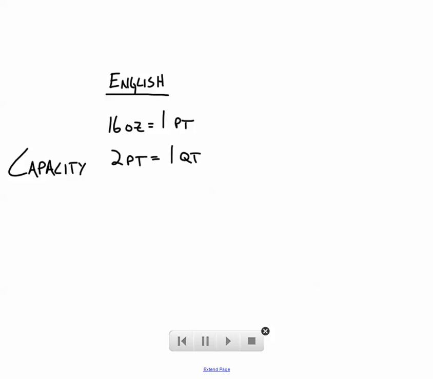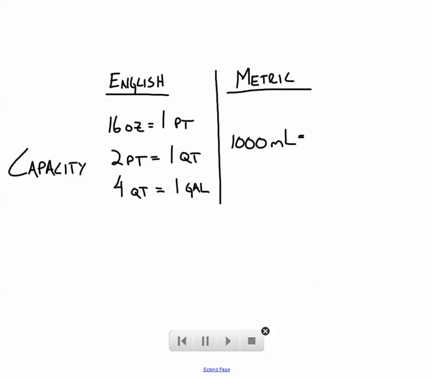All right, we also need to talk about capacity or volume. So let's look at the English measures of capacity. 16 ounces equals 1 pint. 2 pints is equal to 1 quart. And 4 quarts is equal to a gallon. There's also metric units of capacity or volume. Like 1,000 milliliters is a liter. That's going to be good enough for us as far as metric units of measurement.